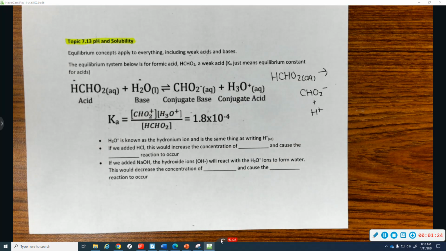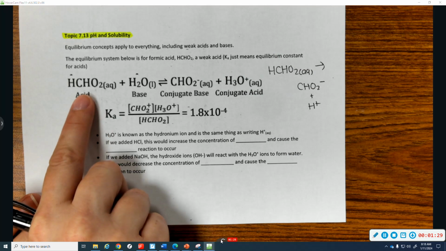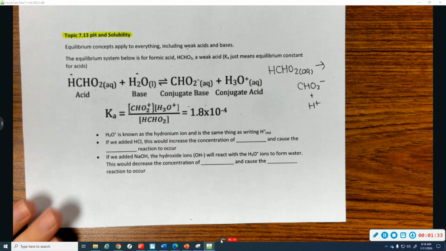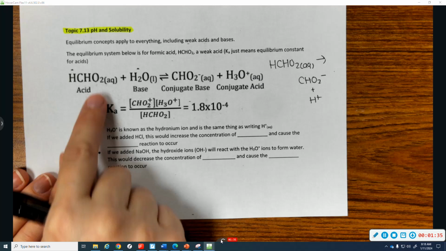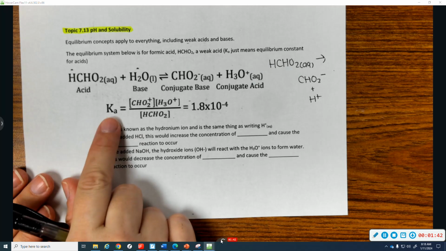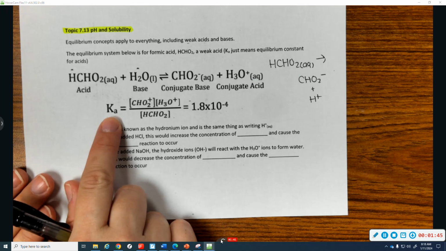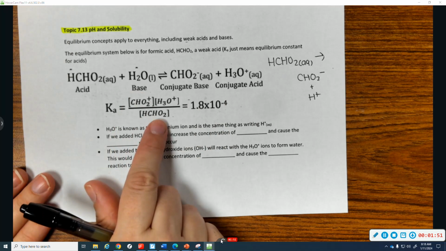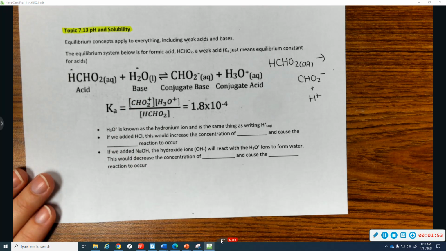And weak acids do not fully dissociate, which means this formic acid will donate some hydrogen ions and will form some of these, but it doesn't fully separate. So there will be some of these left over, which means it comes to an equilibrium, and we can write K expressions for them. We call it Ka because it's an acid. So here's formic acid's dissociation. Water is not included in the K expression because water is a liquid. You don't include liquids in K expressions.